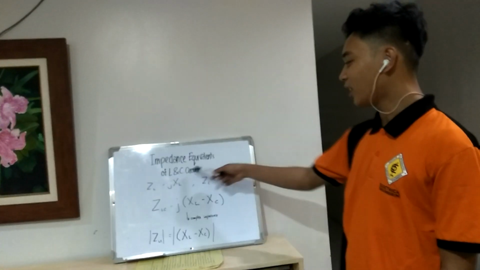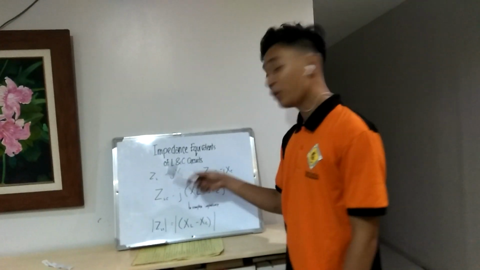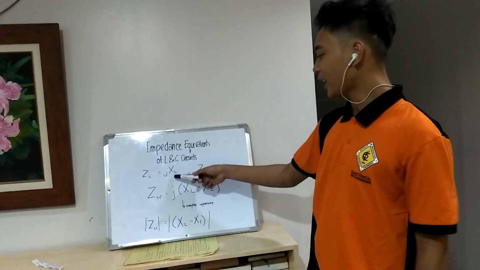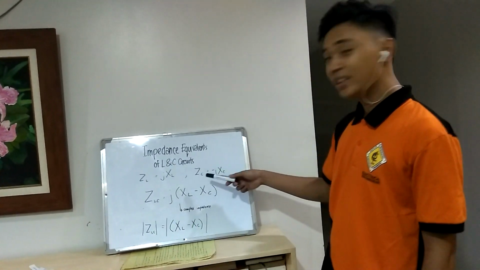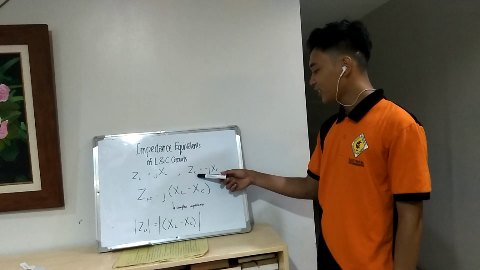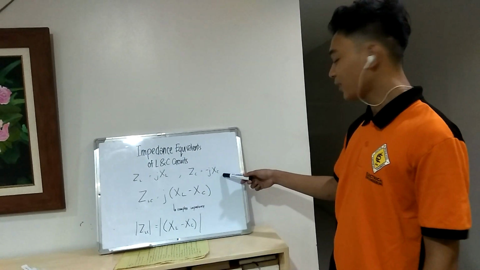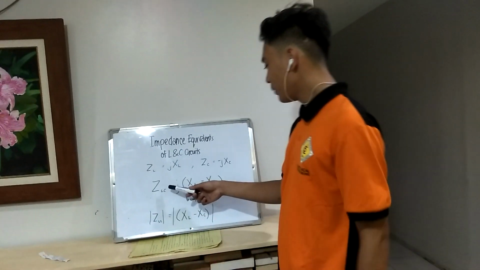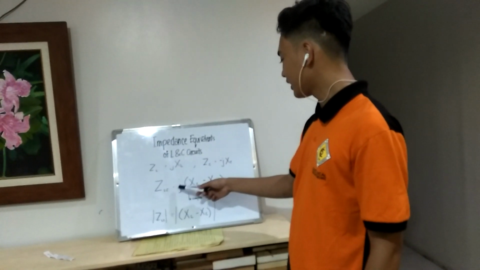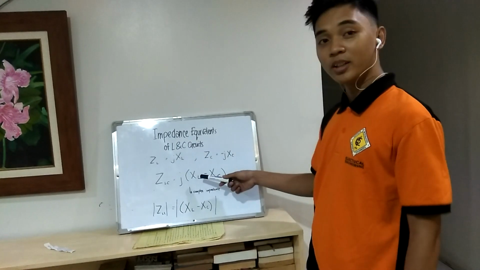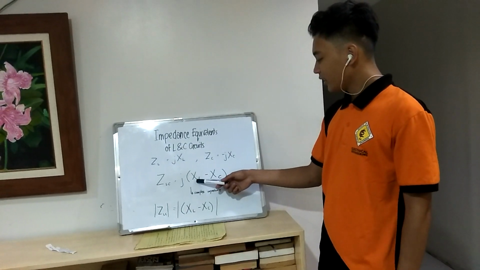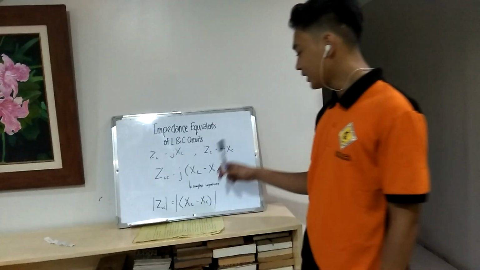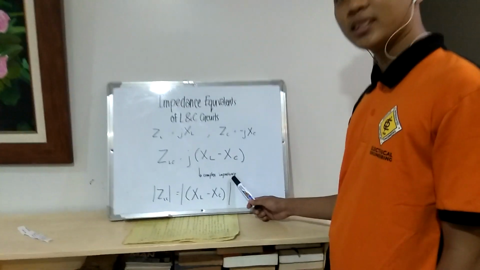Impedance equivalence of LC circuits. So we remember that the impedance of an inductor is j times the inductive reactance, and the impedance of the capacitor is negative j times the capacitive reactance. So when you connect these two in series, we get the impedance of an LC circuit is equal to j times the quantity of inductive reactance minus capacitive reactance. This is the complex impedance.